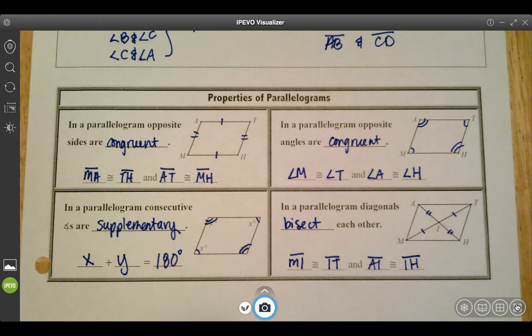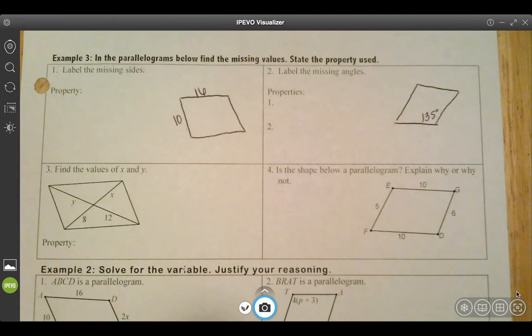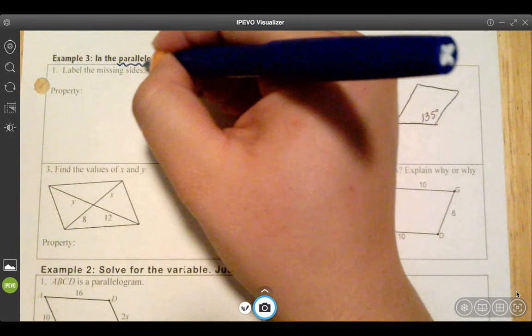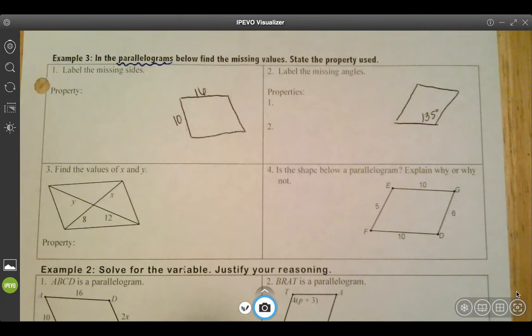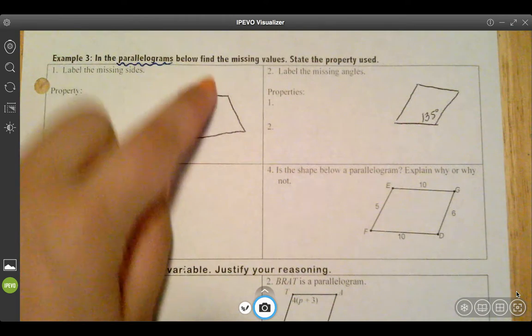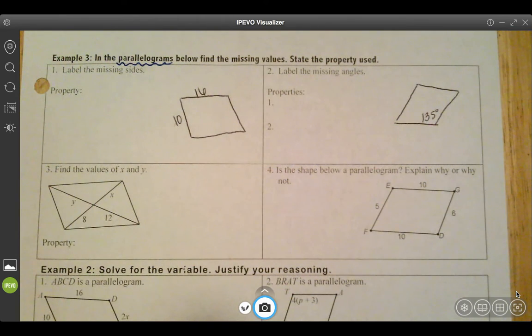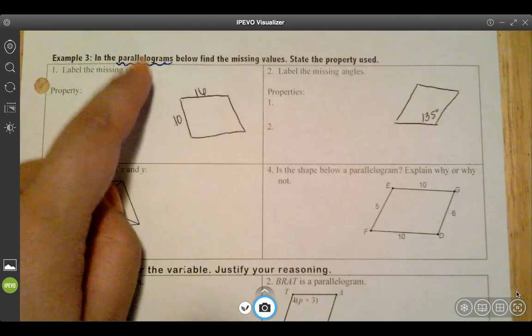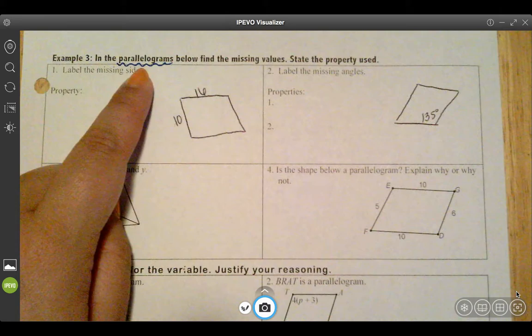Let's look at some examples. Example 3, part 1. In the parallelograms below, find the missing values. So notice here it says parallelograms. We can't assume that a shape is a parallelogram unless it gives us enough properties or the actual word parallelogram. So if it gives us that the two opposite sides are parallel, then we can say it's a parallelogram. Otherwise, we need to know that it's a parallelogram in order to use all of those properties.